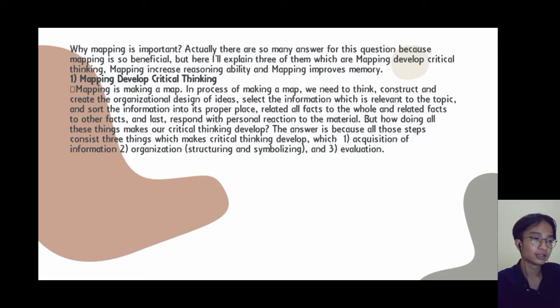But how does doing all these things make our critical thinking develop? The answer is because all those steps consist of three things which make critical thinking develop. Which ones? First, acquisition of information. Second, organization, structuring and symbolizing. And the last one, evaluation.